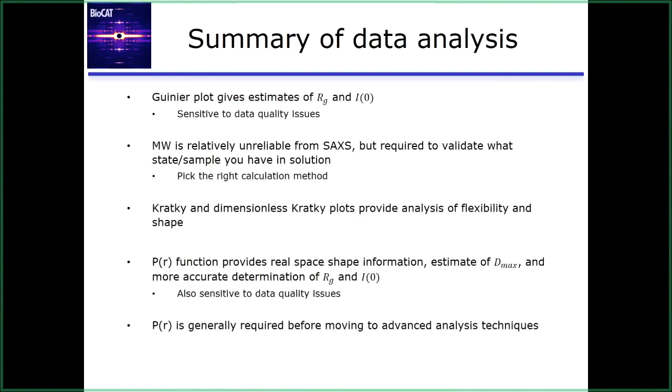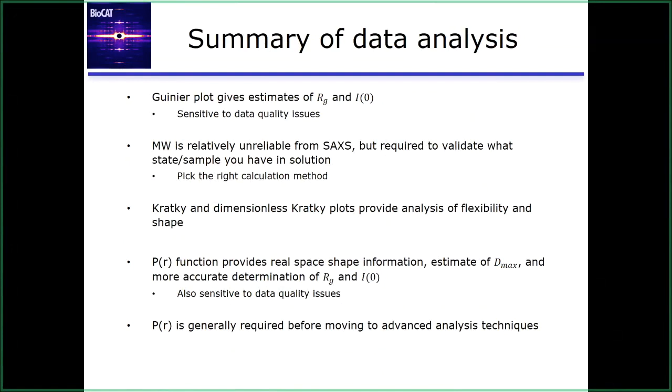So in terms of the data analysis, then, what these give you, the Guinier plot gives you the radius of gyration and I of 0. It is sensitive to data quality issues, so you have to be careful with the Guinier fit. The molecular weight is relatively unreliable, 10%-ish maybe, but it is required to validate what state or sample you have in the solution. These days, I don't think you're going to publish a SAXS paper without an estimate of the molecular weight that you had in the solution. And pick the right calculation method.